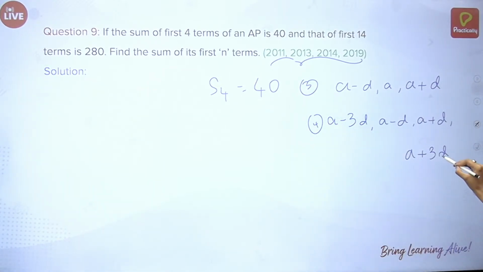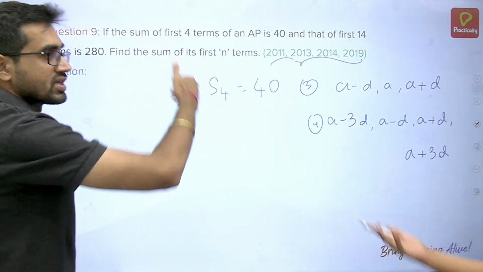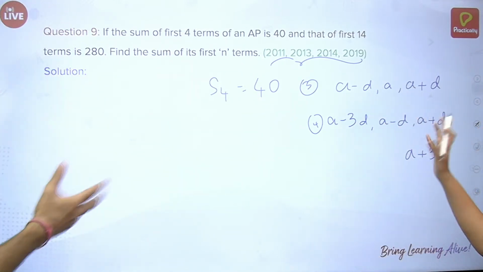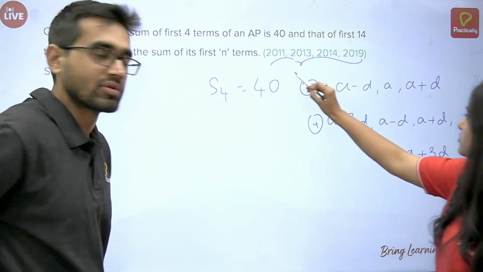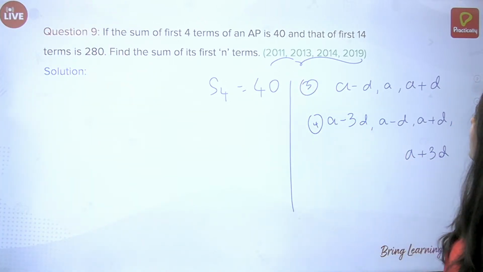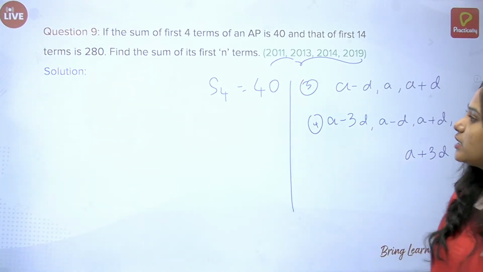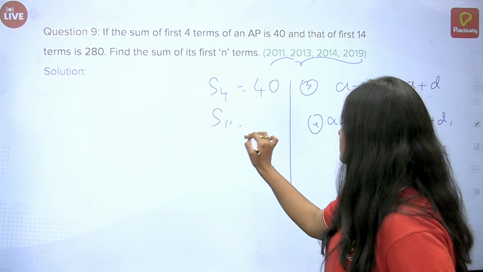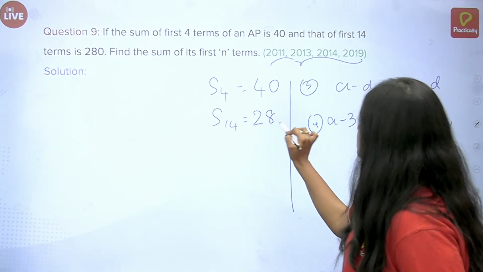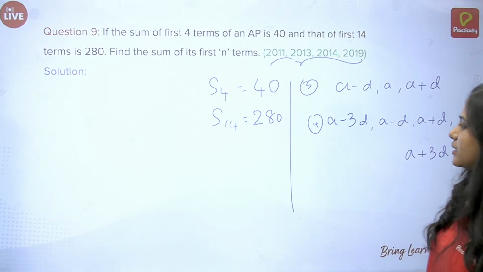So this time it is given 4 terms, okay. I don't know whether people use this, but I just gave it because it can come in your exam also, okay? Fine. So what does it say now? And that of first 14 terms is 280. Oh, they have to use the sum formula then. Yes. Next, find the sum of its first n terms.